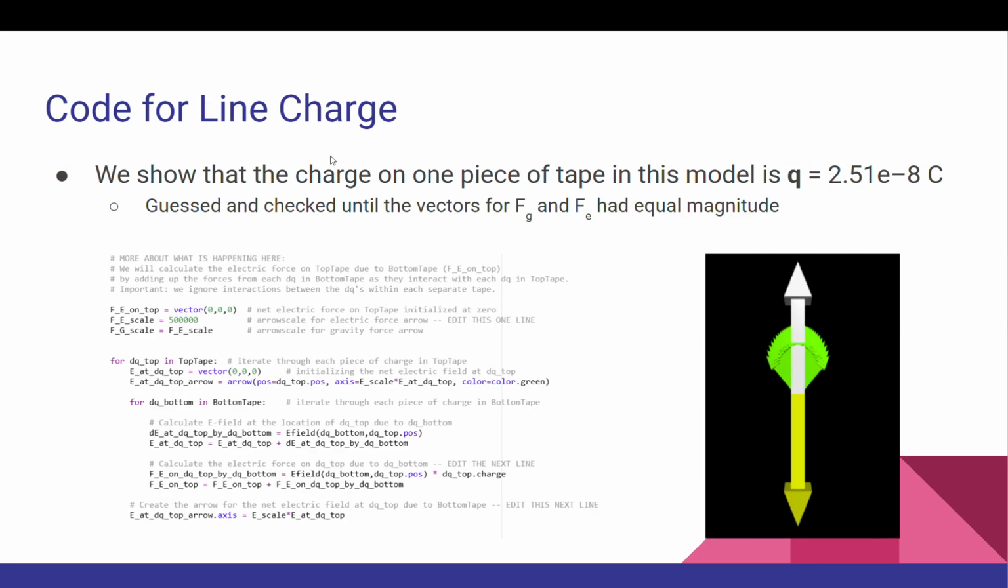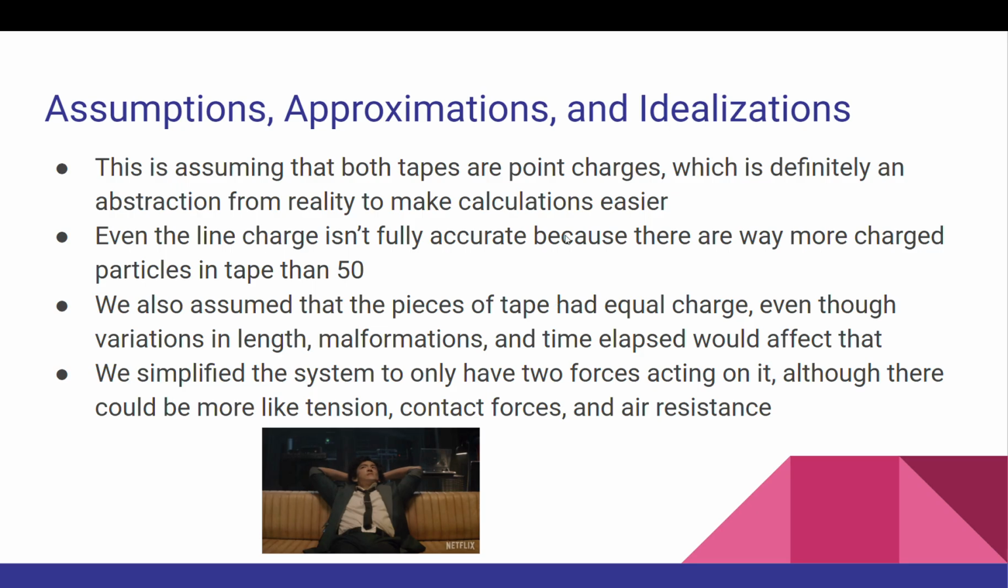Here it is for the line charge 2, which shows the 50 plus particles within the longer rod as a more accurate model. And the Q in this case is 2.51 e negative 8 coulombs, so it's more accurate, and also it's bigger in this case with more electric field for a larger representative model. So here it is.